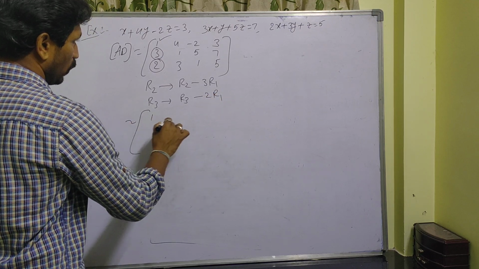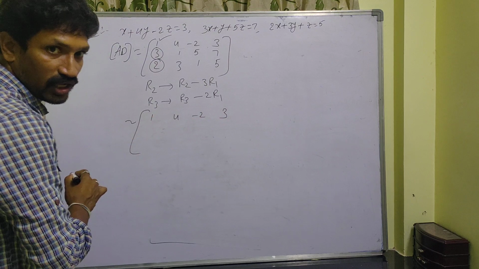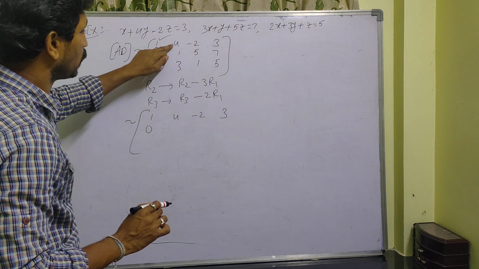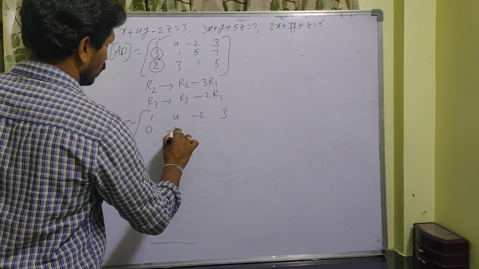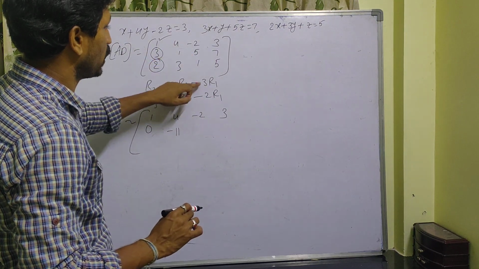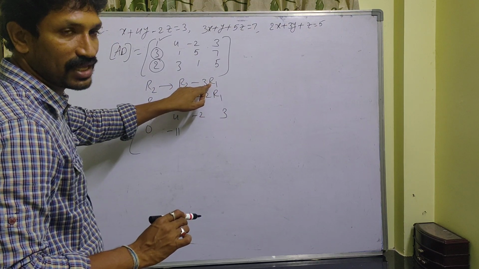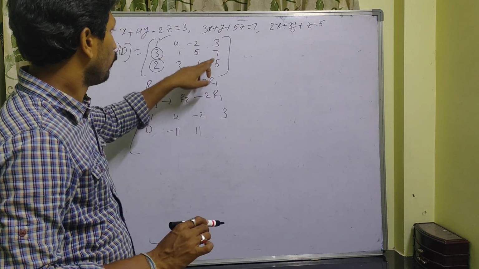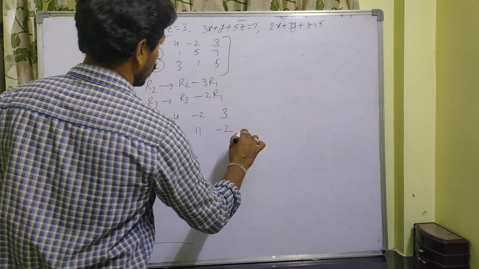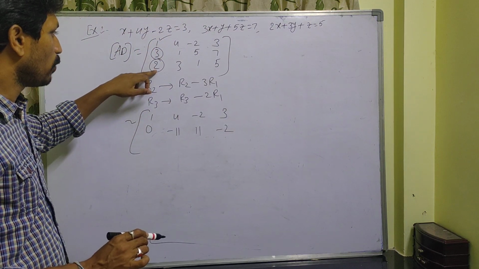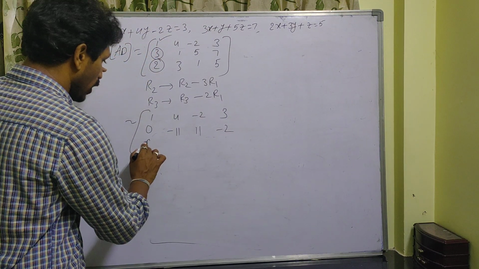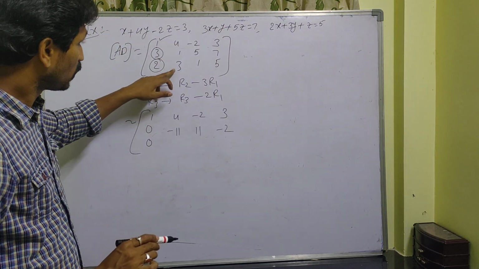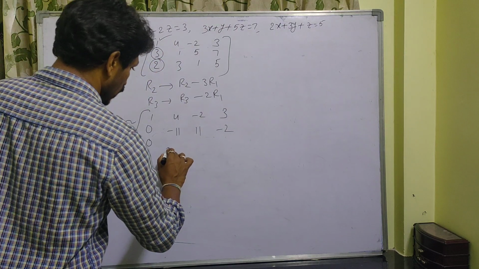So converting, first row write as it is: 1, 4, minus 2, 3. Second row: 3 minus 3, 0. Next, 1 minus 12, that is minus 11. Next, 5 minus 3 into minus 2, so 5 plus 6, that is 11. Next, 7 minus 9, that is minus 2. Next, third row: 2 minus 2 into 1, 2 minus 2, 0. Next, 3 minus 2 4s are 8, so 3 minus 8, that is minus 5.